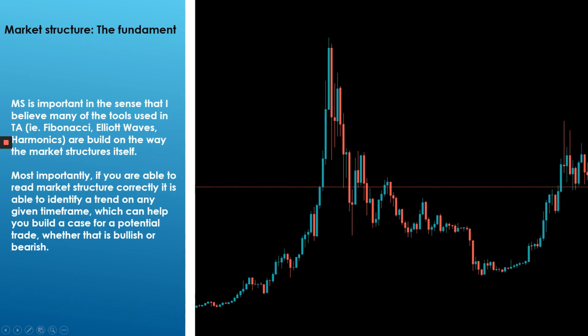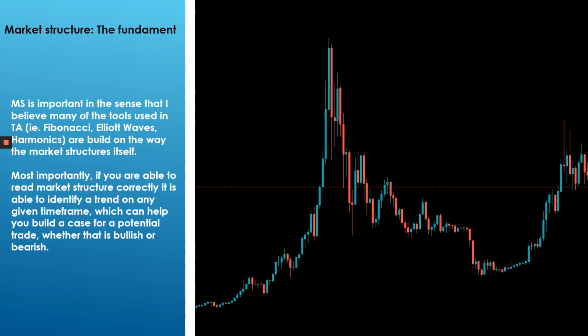So, market structure is, for me, very important in the sense that I believe many of the tools that we use daily in the group, in technical analysis in general, such as Fibonacci, Elliott waves, harmonics, they all stem from the identification of market structure as an underlying base. Most importantly, if you're able to read market structure correctly, you can identify a trend on any given time frame, which in turn can help you build a case for a potential trade, whether that's bullish or bearish.